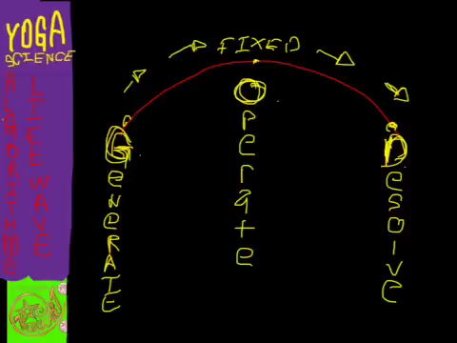As we look at this wave, it has three sections, so we can develop a language here. Here's this wave. This section here is the generative section, the generating section. This section here is the operating section, or the fixed. And this section here is the mutating, the mutable, the dissolve. So we have these three sections here.